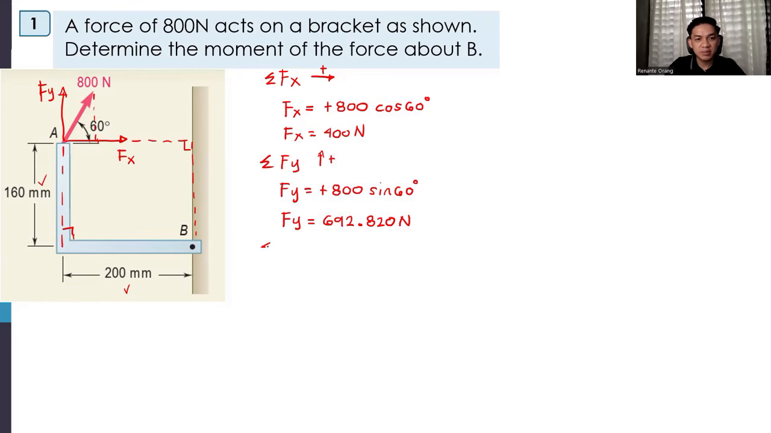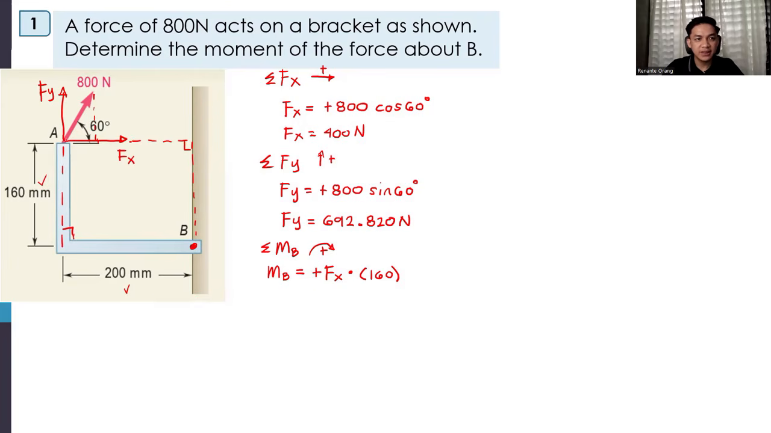So let us proceed with our summation of our moment at point B, where all clockwise forces are positive. Para makuha natin yung ating MB. This equivalent to, unahin muna natin si Fx. So ilagay po natin Fx multiplied by its perpendicular distance, and by inspection, yung ating perpendicular distance is 160 mm. So ilagay natin multiplied by 160. Tingnan din natin, class, if positive ba siya o negative. So sa point B, ang Fx po natin is clockwise. So this is positive.